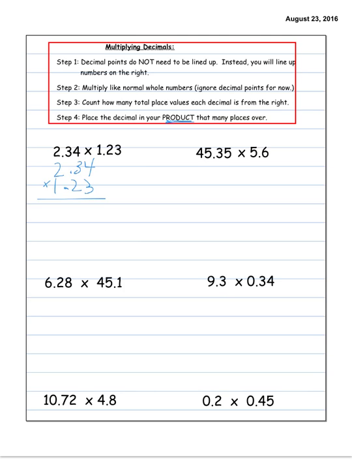Step 2 says multiply like normal whole numbers. So we start with this 3 here, and we multiply it to each of the top numbers. So 3 times 4 is 12, put down our 2, regroup our 1. 3 times 3 is 9, plus that 1 we regrouped is 10. 3 times 2 is 6, plus that 1 that we just regrouped is 7.